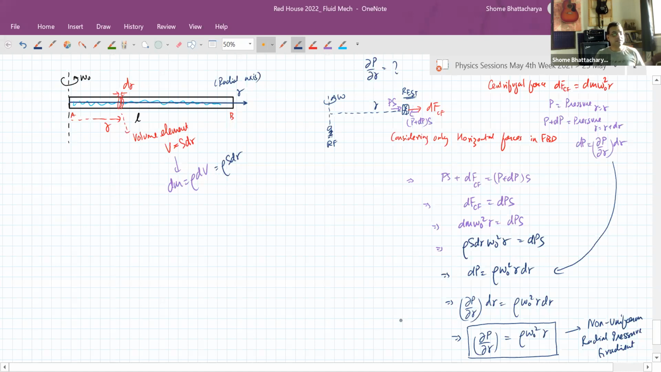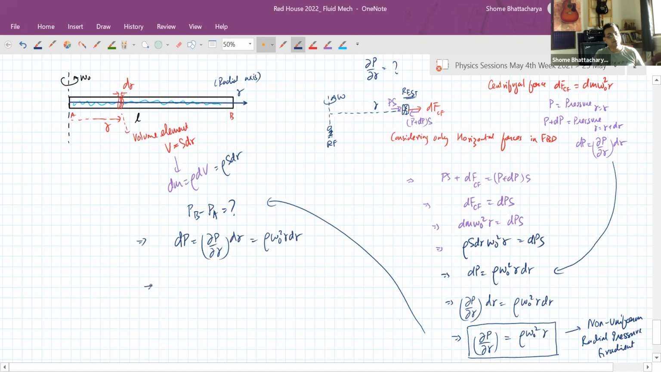So if I use this now to find the pressure difference between the points A and B, I'll have to understand that along the radial axis for a distance of dr, the pressure difference created is this quantity. So along the radial axis, if I go from A to B, the total pressure difference created is this quantity integrated from r equal to 0 at the point A to r equal to L at the point B. So pressure at B minus pressure at A becomes the integral of rho omega naught square r dr from 0 to L.